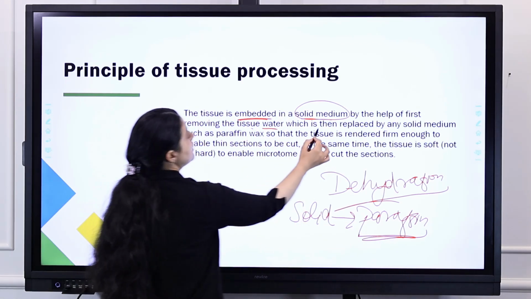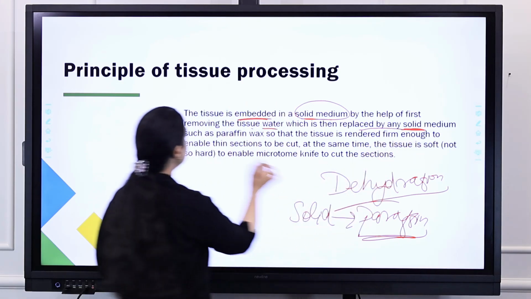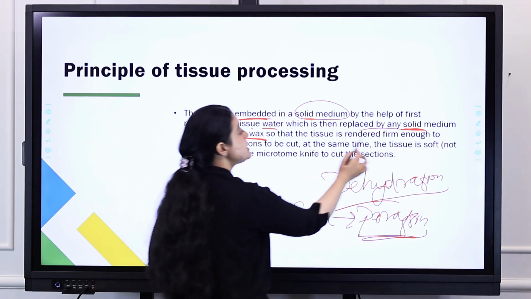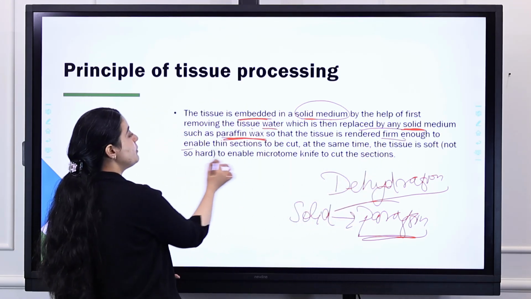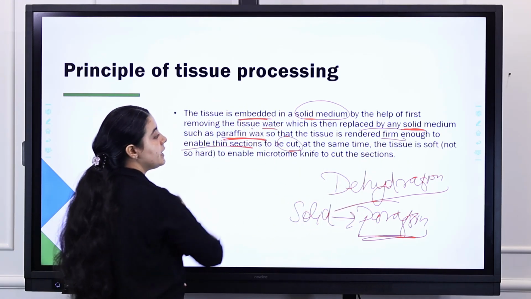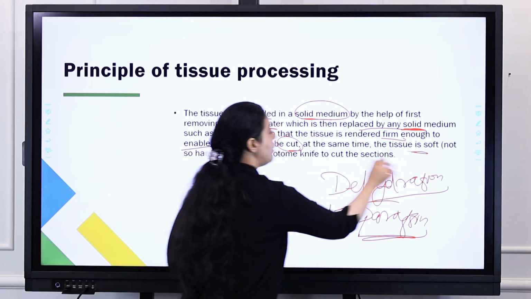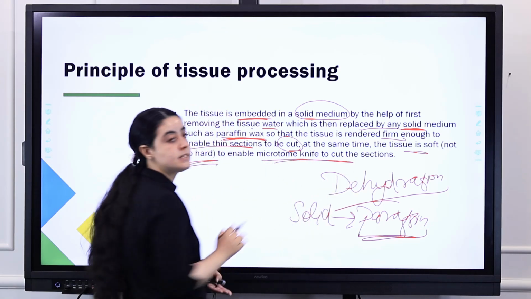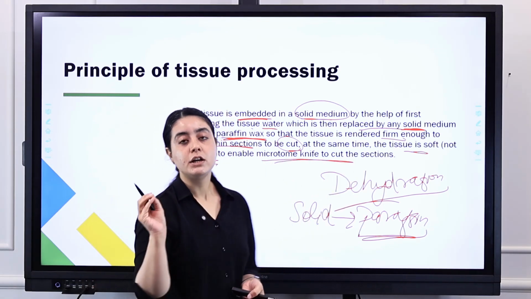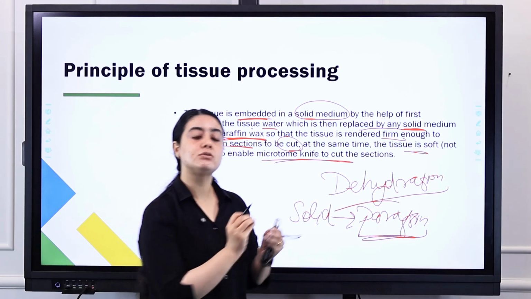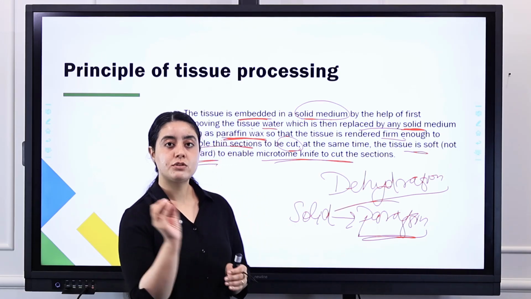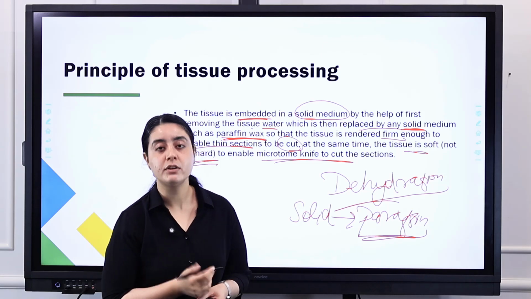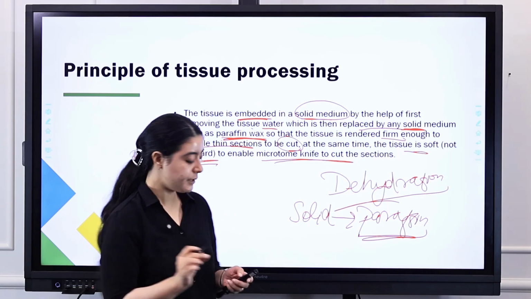So the water is replaced by a solid medium such as paraffin wax, as I have told you, so that the tissue is rendered firm enough to enable thin sections to be cut. At the same time, the tissue is soft, not so hard, so that it enables the microtome knife to cut the sections, right? The tissue specimen should not be too hard or too soft. It should be in a consistency so that it can be easily cut with the microtome knife into thin tissue sections, right?